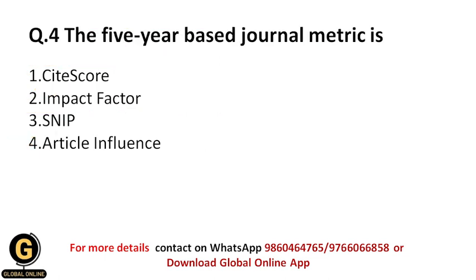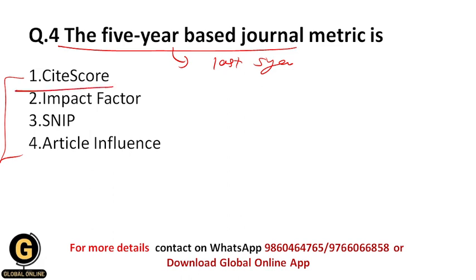The 5-year based journal metric is, now from these journal metrics, which is the 5-year based journal metric? A 5-year based journal metric means it is going to track the citations of the last 5 years. So whether it is CiteScore, whether it is impact factor, whether it is SNIP, whether it is article influence. So students, CiteScore is going to track your citations for the last 3 years, right? Impact factor is going to track your citations for the last 2 years.